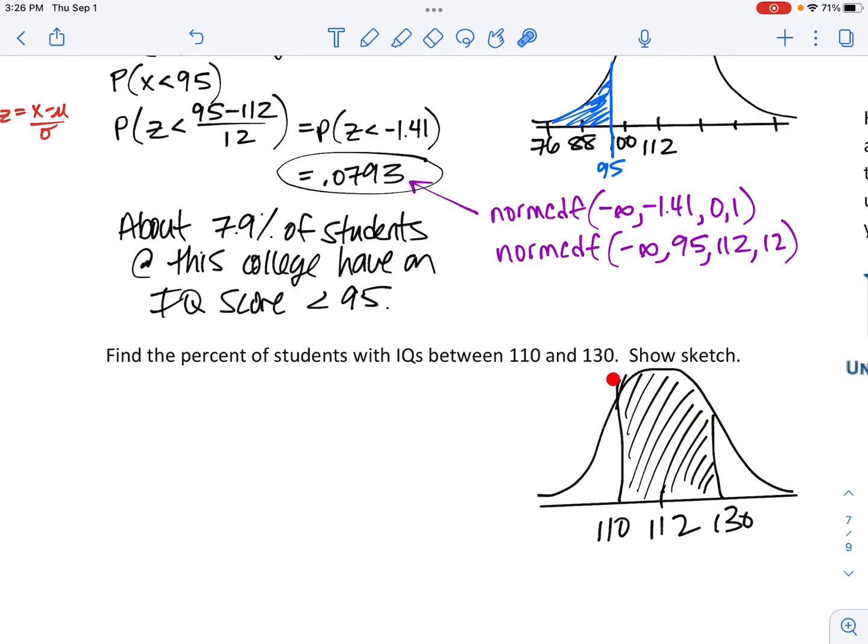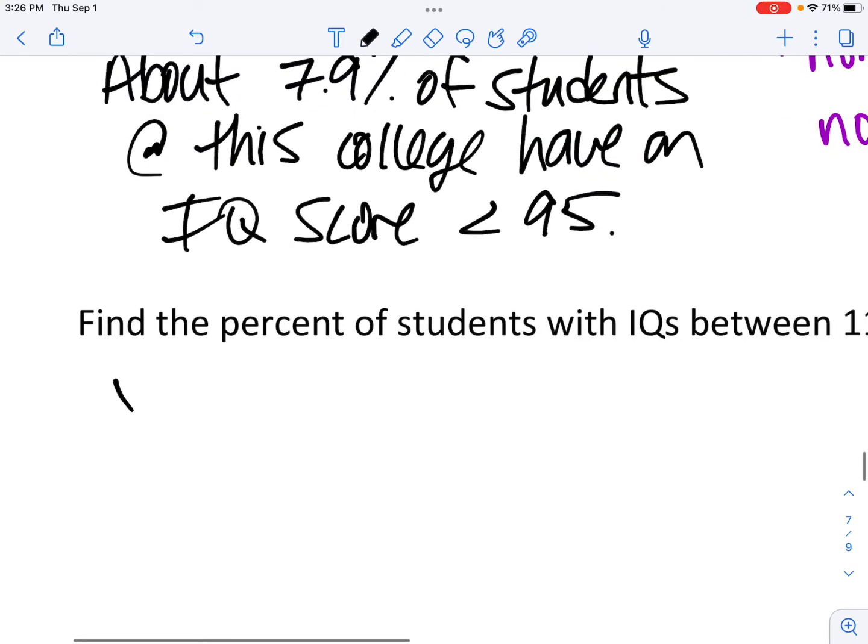So I'm just going to do lower bound, upper bound in the calculator. How do I show all this work though? So I have a little bit of an idea. I think this is probably more than half, more than 50% of my bell curve, because I'm just subtracting away these two tails. But I'm again going to define what my X is.